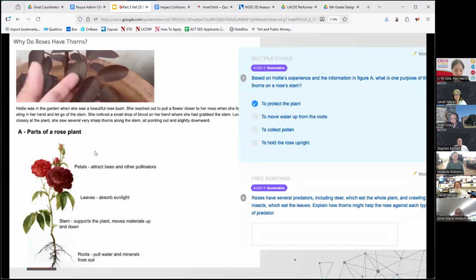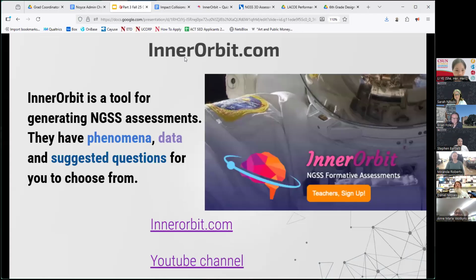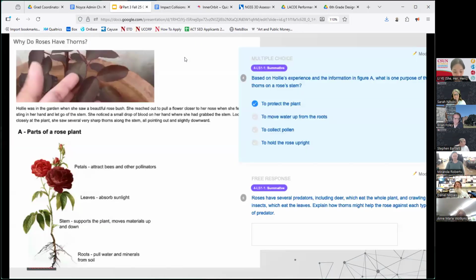In addition to that, here's an example of what the Inner Orbit assessments look like. Again, they're giving you a phenomenon and a number of questions. One of the nice things about their webpage is they give you a whole variety of questions for that phenomenon, and you can pick and choose the ones that are right for your students. You can also edit them, of course, but who has time for that. So you can pick the ones that are really going to fit your students and match the kinds of practice that they need.